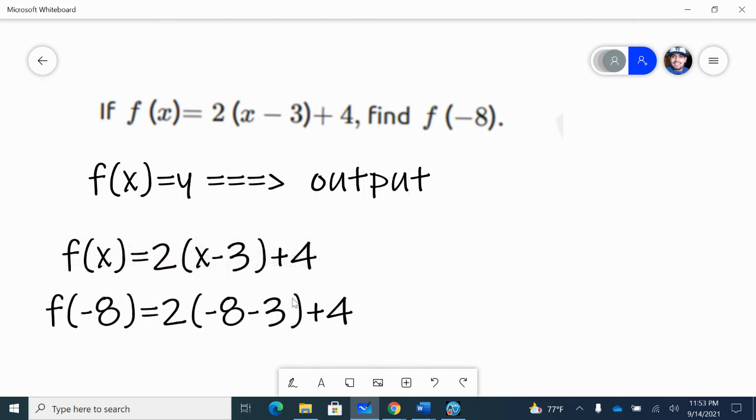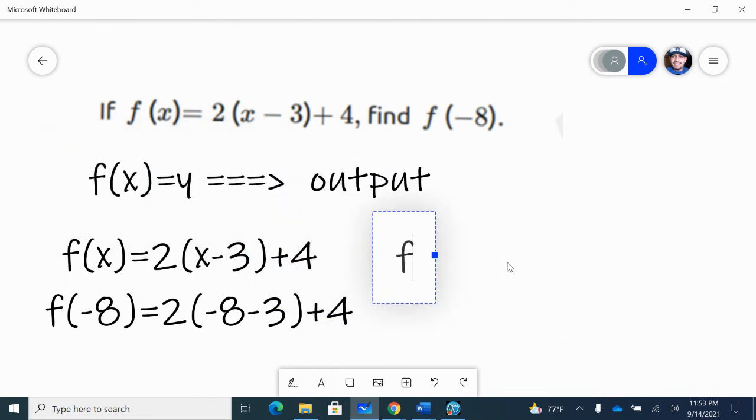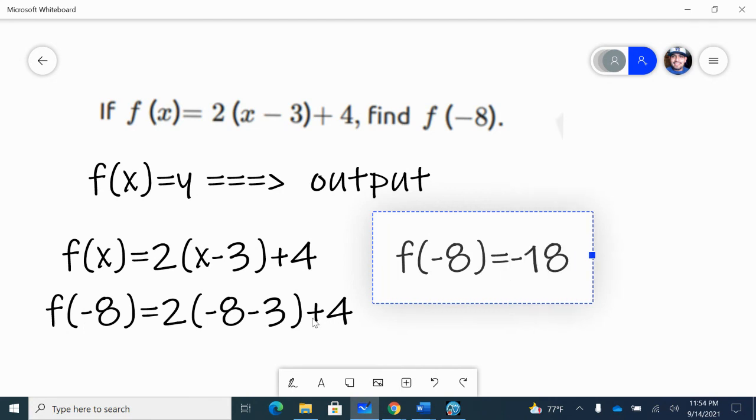Of course, you can use your calculator here, or you can graph the equation and then see when x is negative 8. And we get that the answer, after using your calculator, f of negative 8 equals negative 8 minus 3 is a negative 11, times 2 is a negative 22, plus 4 is a negative 18.